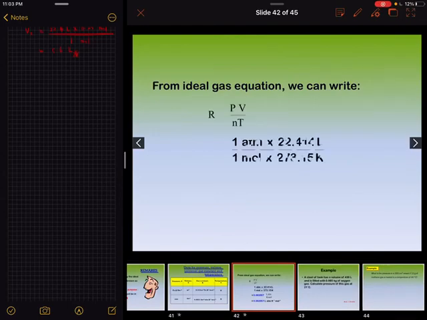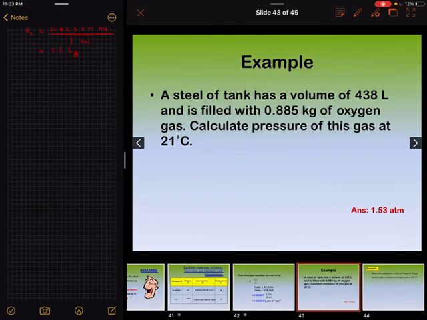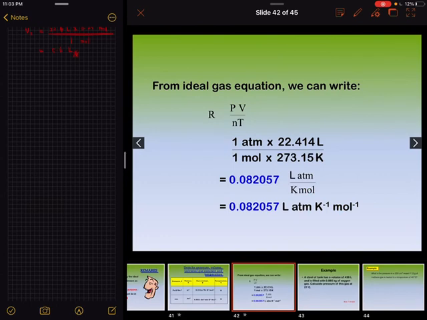Okay, so if let's say you don't remember the value of the gas constant, you can also find the value of the gas constant by using this relationship, this formula. R equals PV over nT. So insert the values here, then you will get the value of the gas constant.